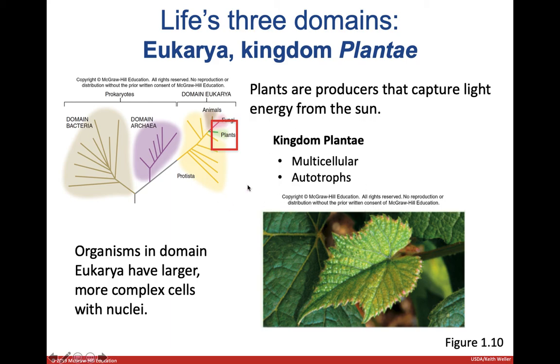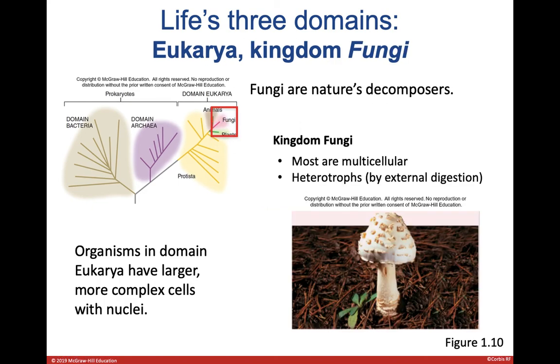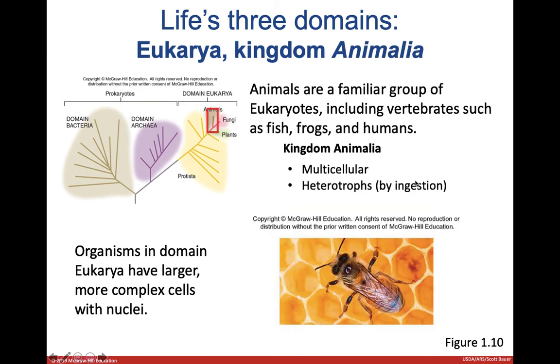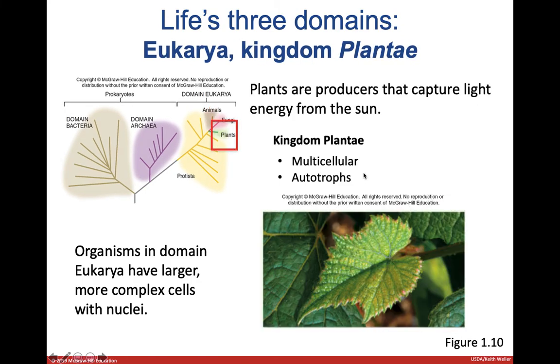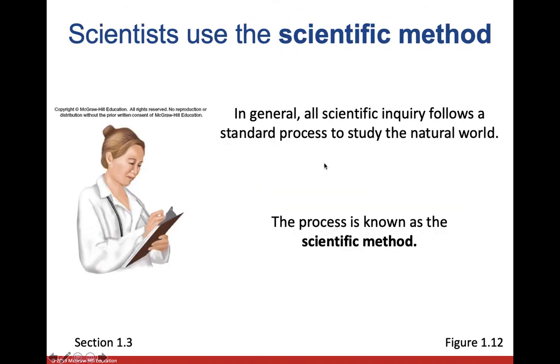So you can see these different characteristics: the ability to produce food with our plant, that saprophytic digestion, multicellular, heterotrophs, autotrophs, unicellular. All these different characteristics are unique for each one of these little kingdoms inside of the domain Eukarya. And that's what gives scientists ways to classify different organisms in their different kingdoms based on if they have these traits and things like that, what they do, how that organism functions.